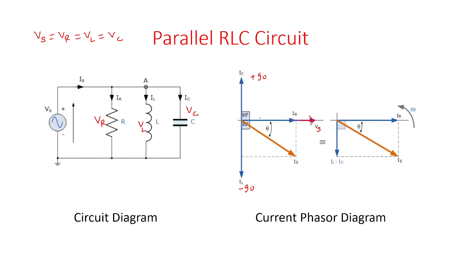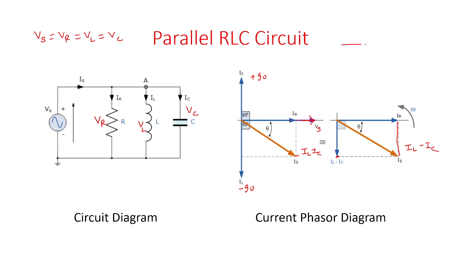And if we see this resultant phasor diagram, this height is nothing but IL minus IC. I assume IL is greater than IC. Therefore, this height is IL minus IC, as indicated here. This base is IR. Therefore, this hypotenuse is Is. So this height is IL minus IC.